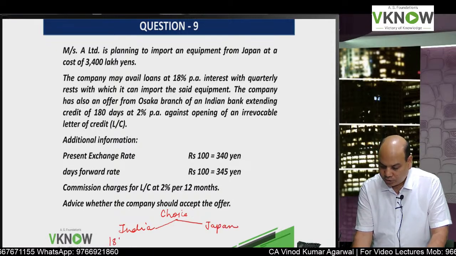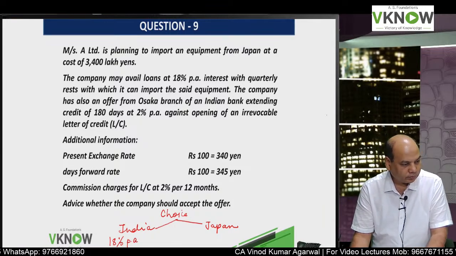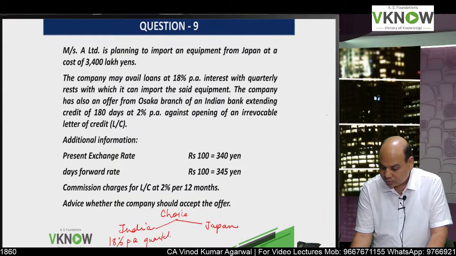If you borrow in India, interest will be 18% per annum, quarterly compounding.